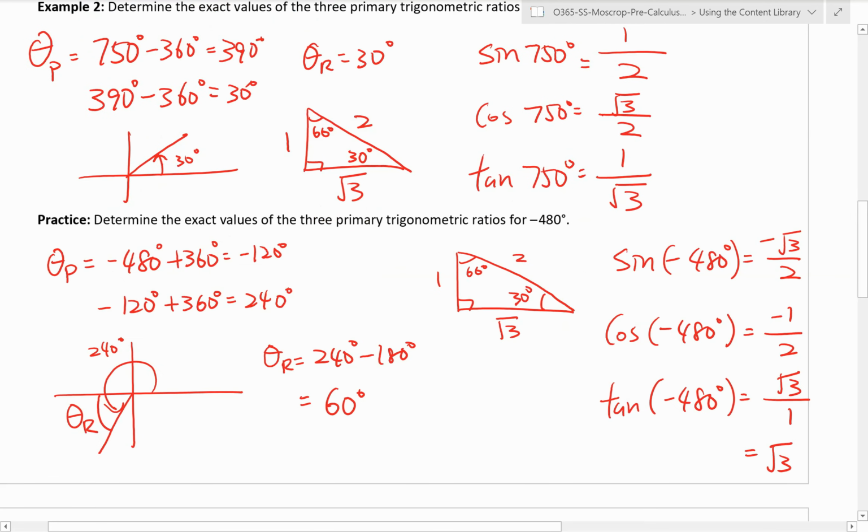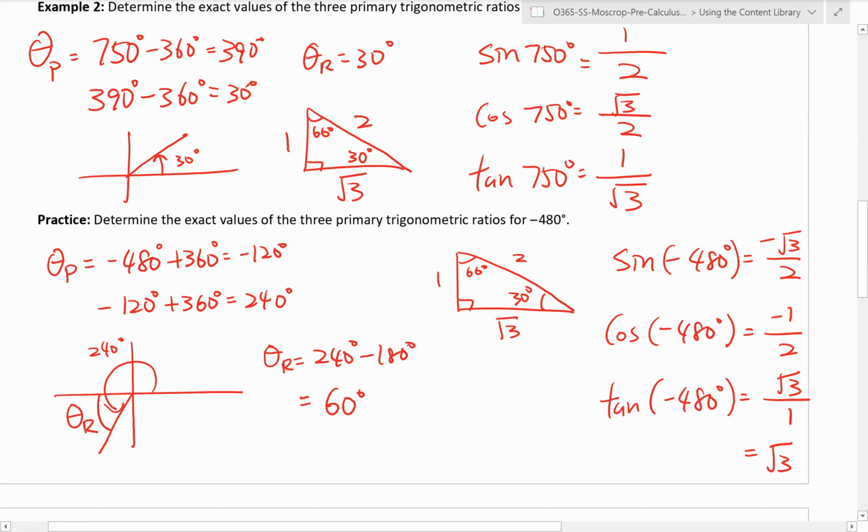Okay, so here we go. Instead of subtract 360, this time we should add 360 to make it positive. And if you do that a couple times, you should get your principal angle as 240. So here's my angle of 240. I can then find the reference angle.